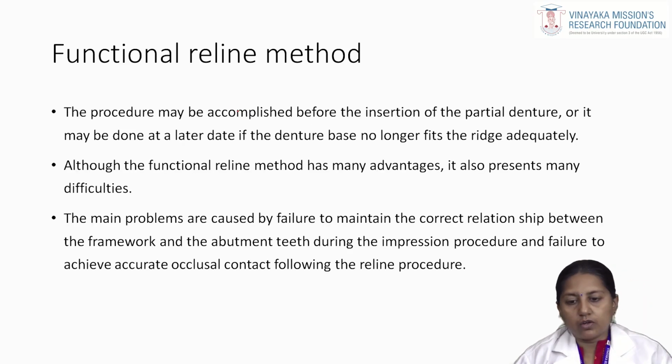The procedure may be accomplished before the insertion of the partial denture, or it may be done at a later date if the denture base no longer fits the ridge adequately. Although the functional reline method has many advantages, it also presents many difficulties. What are the difficulties? Failure to maintain the correct relationship between the framework and the abutment teeth during the impression procedure, and failure to achieve accurate occlusal contact following the reline procedure.